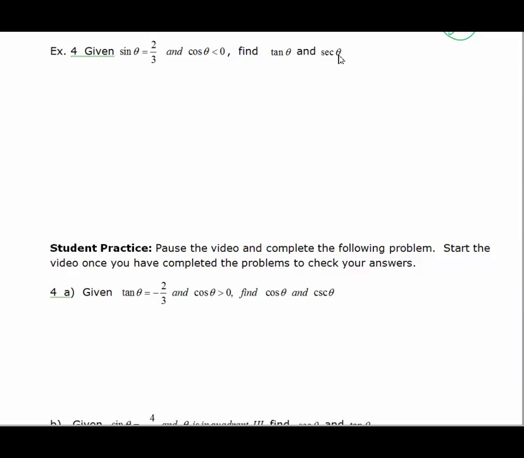So two things that I need to know. I know that I need to know the values of x, y, and r. That's the first part. The second part is that I need to know what quadrant theta lies in so that I can determine the signs of each of the given values, and therefore each of the given trig functions. So I know that sine theta equals 2/3, so I know that y is equal to 2 and r is equal to 3.